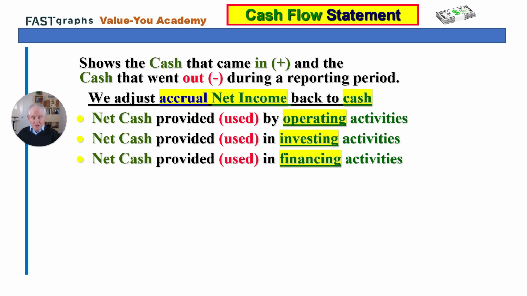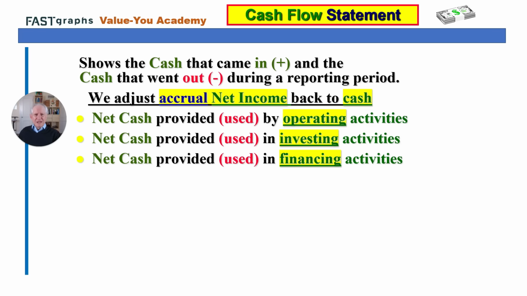That's financing. We might sell more stock, another IPO. That's cash in from financing. We might buy back our stock. That's using cash to buy back our own stock in financing. We might pay dividends. That's using cash under financing. We might pay the banks back part of the principal. That's using cash in financing.